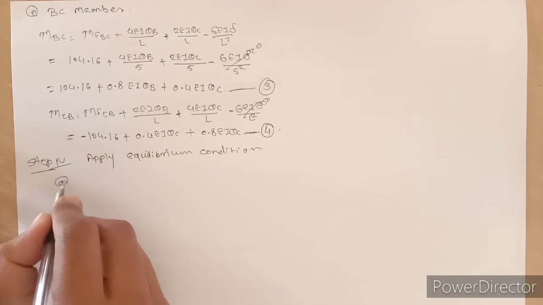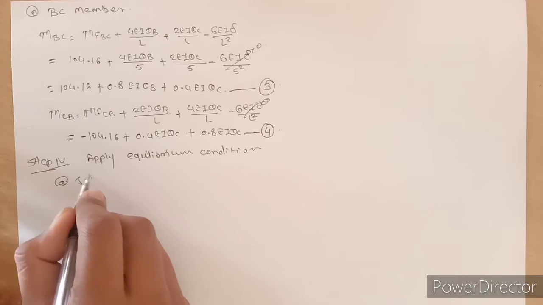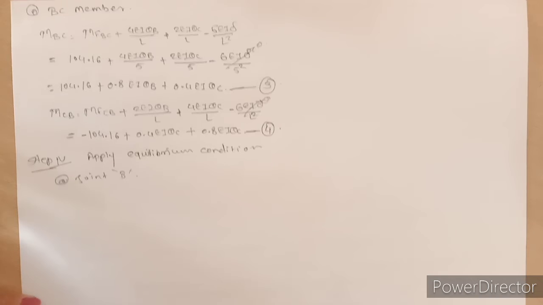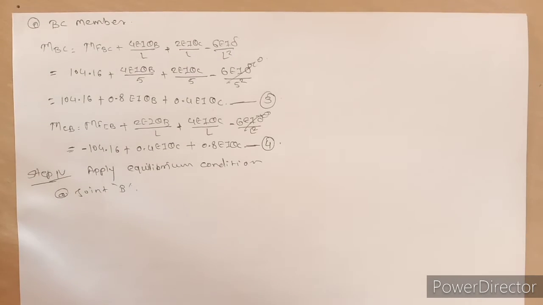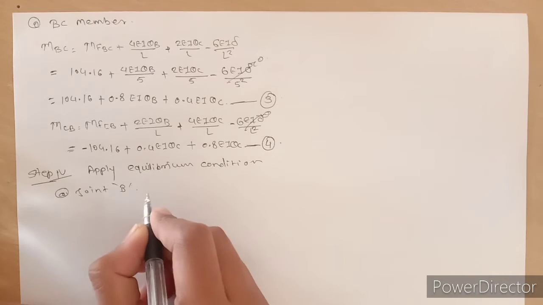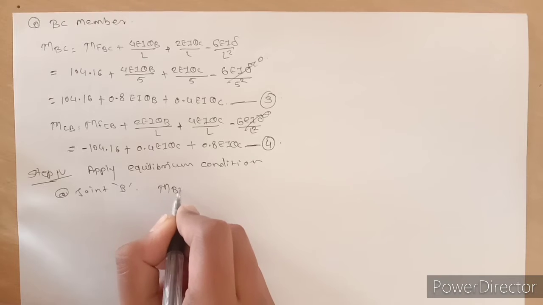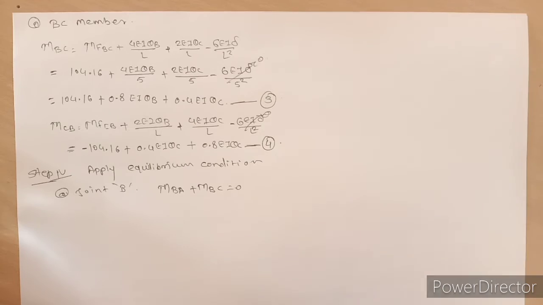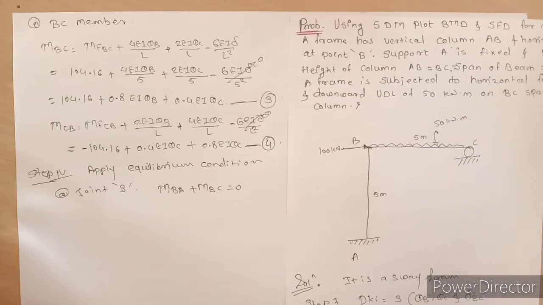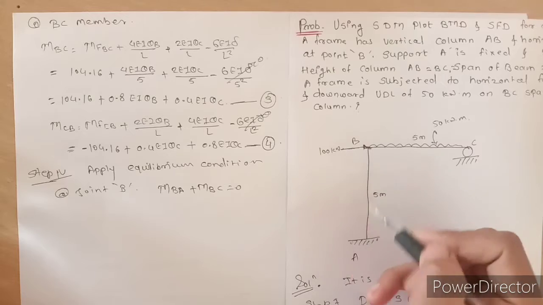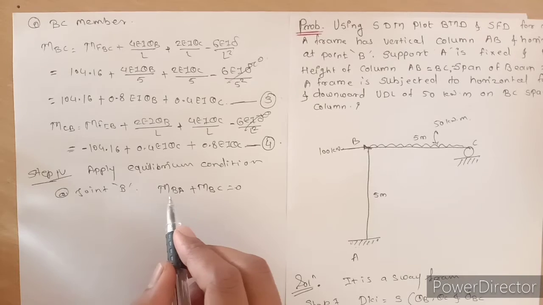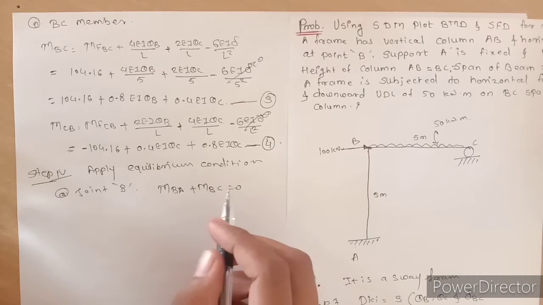Then first, apply the equilibrium condition at joint B. So adding the slope deflection equation at member BA plus at member BC is equal to 0. That is, at point B, you can see here in the figure, member BA and member BC act. So that's why we add the slope deflection equations at members BA plus BC equal to 0.